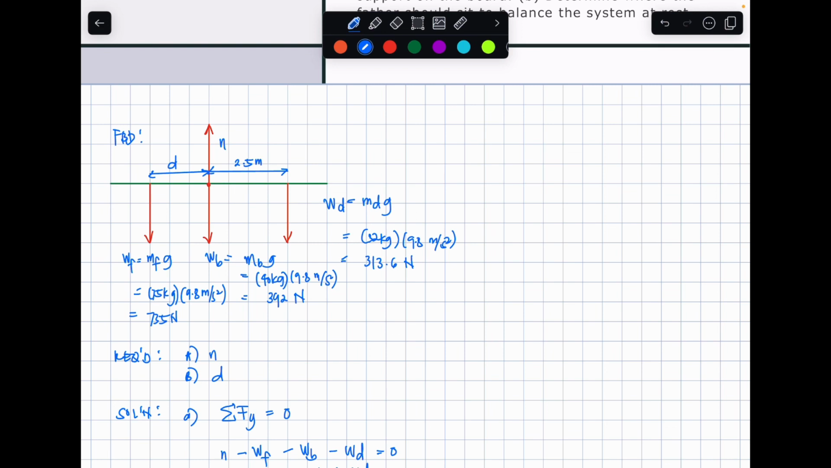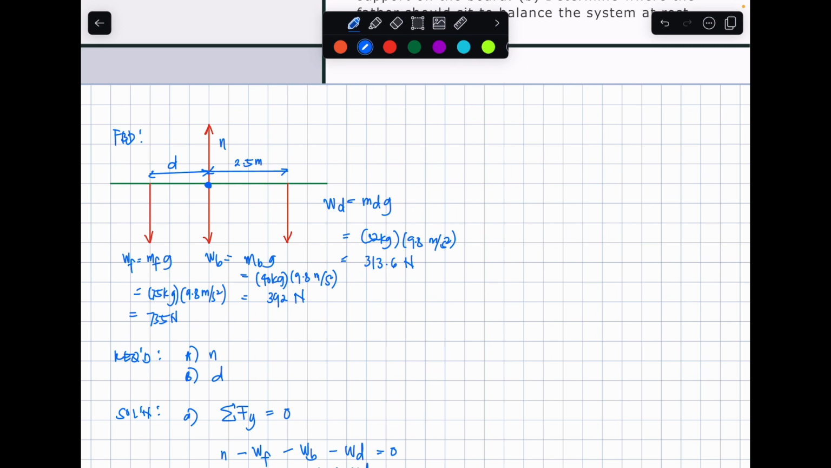For example, if I take the summation of torque at the fulcrum, at this given point, since the normal force and the weight of the board are exactly at the fulcrum, there is no lever arm. So for the normal force and the weight of the board, the torque will be 0 at the fulcrum.